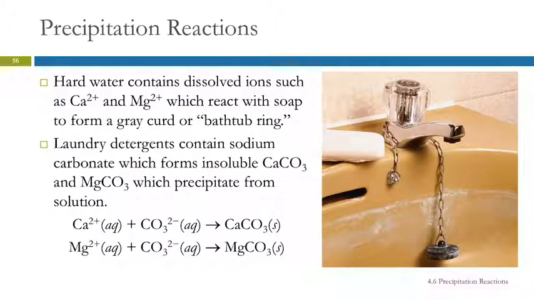So why does that form? Well, hard water has calcium and magnesium ions, and those react with soap to make this bathtub ring. It's a gray curd, or a bathtub ring.